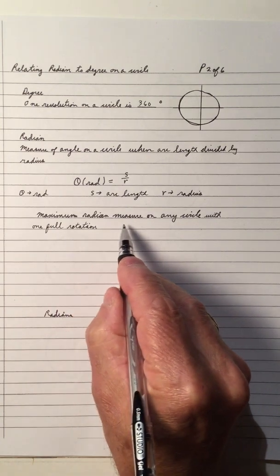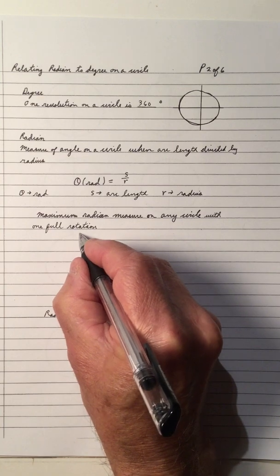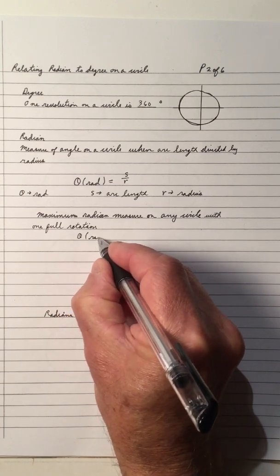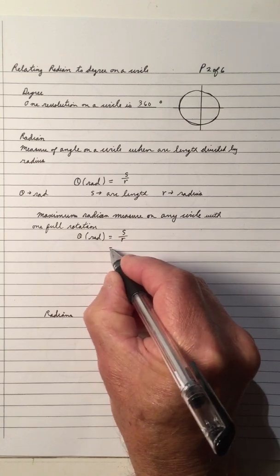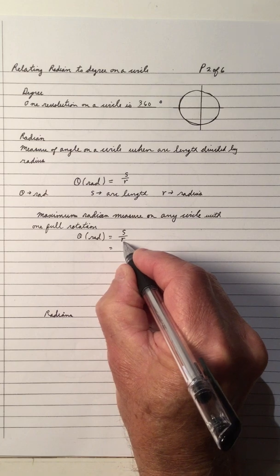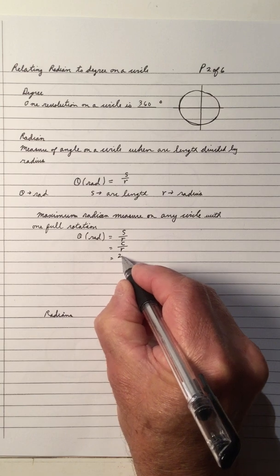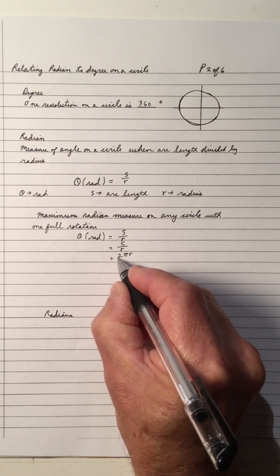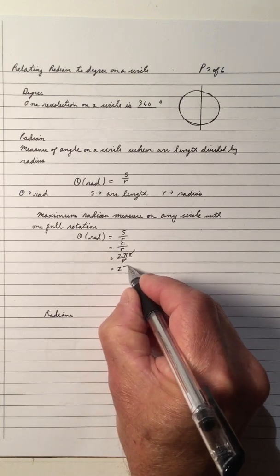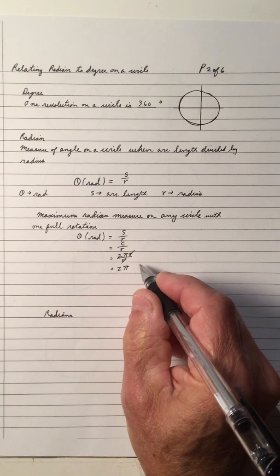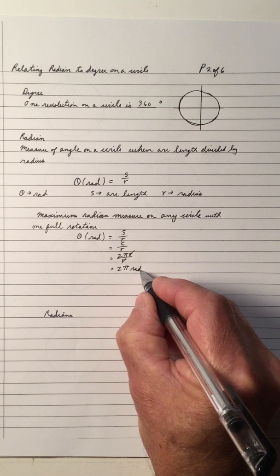So the maximum radian measure on any circle with a full rotation is theta equals S divided by R. And the S, for the full rotation, is the circumference of the circle, C, and the circumference of a circle is 2 pi R, divided by R. And the R's cancel, so for one full rotation, the radian measure is 2 pi radians.